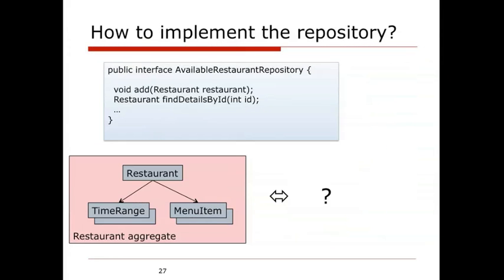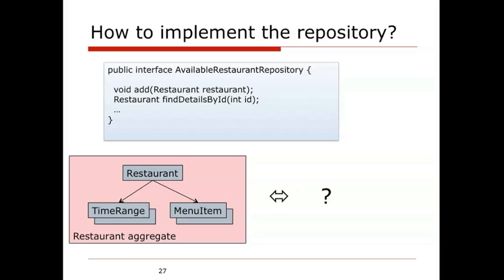We have a repository, or DAO, that encapsulates the data operations. So we'd have an add method that would persist a restaurant, and a find details by ID method that, given a primary key, loads the corresponding restaurant. And you can imagine that given the database schema I showed, it would be straightforward to implement this interface using JDBC or Hibernate or JPA.